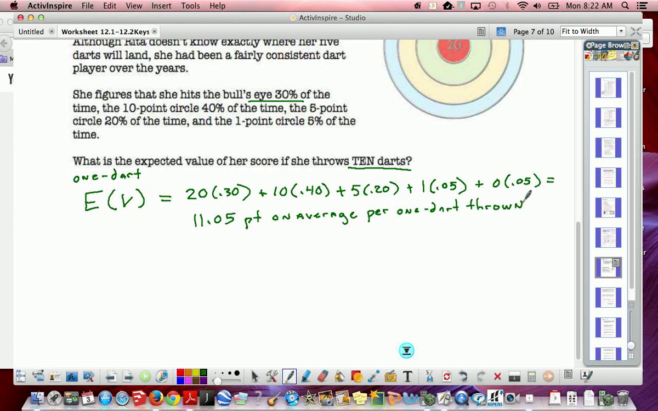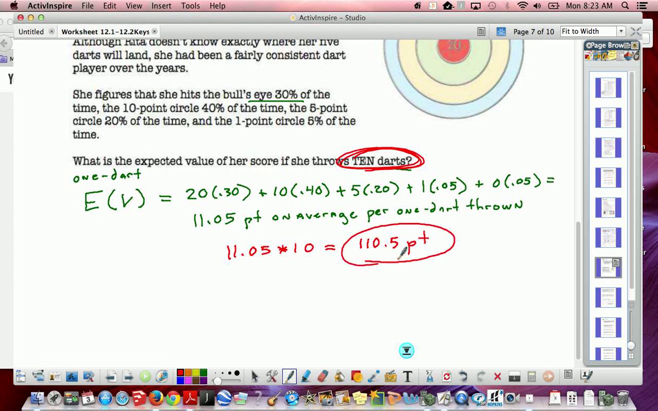Okay. So I just want to make sure you know what that value represents. But to answer my question, I'm looking at the next 10 darts. So I'm going to take 11.05 and times it by 10. So when I do that, she should score on average 110.5 points on average for those 10 darts.